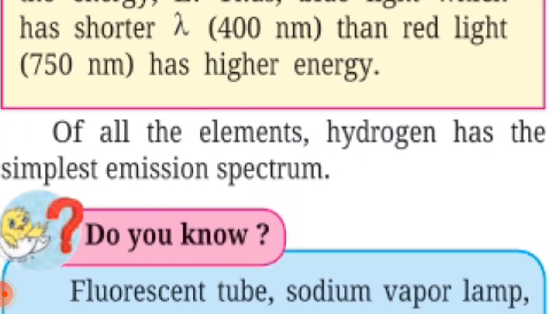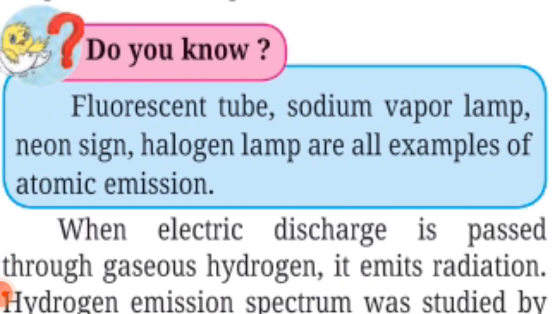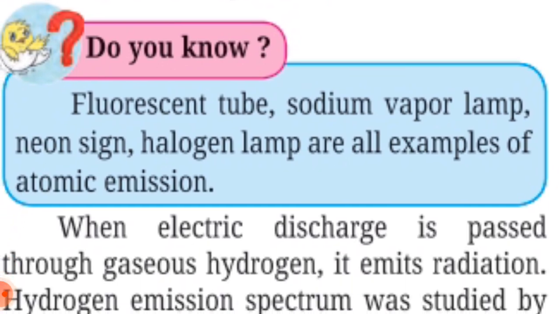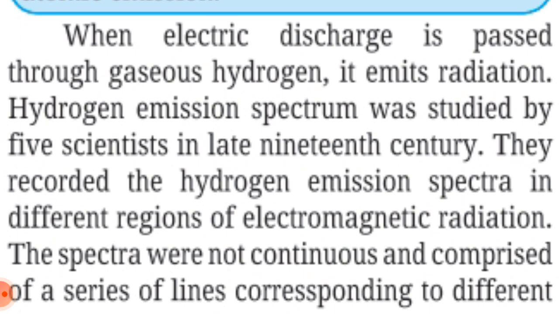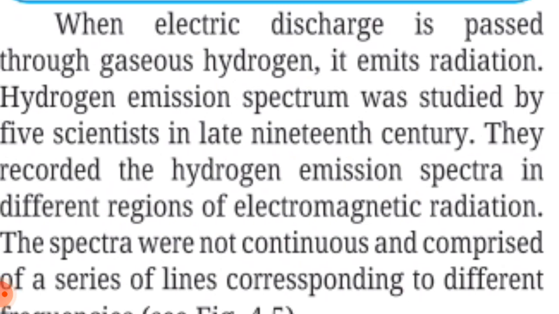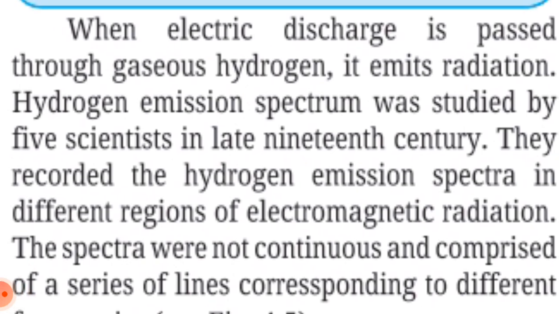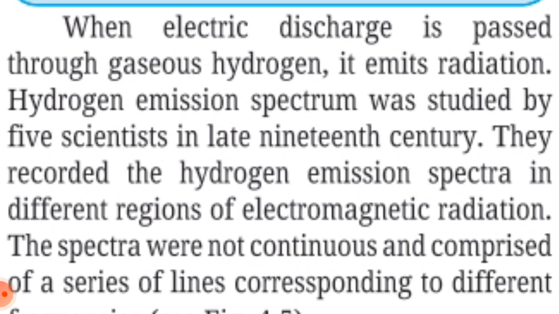Now the element hydrogen has the simplest emission spectrum. Do you know that fluorescent tubes, sodium vapor lamps, neon signs and halogen lamps are all examples of atomic emissions? When electric discharge is passed through gaseous hydrogen, it emits radiations. The hydrogen emission spectrum was studied by scientists in the late 19th century. They recorded the hydrogen emission spectra in different regions of electromagnetic radiation.